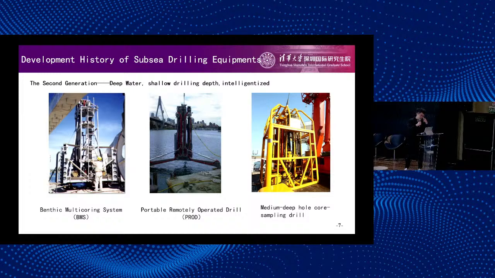In comparison, although the updated drill from Changsha Mining Institute has a drilling depth of only 20 meters, its operating depth can reach 4,000 meters, and the core diameter is 55 millimeters, which is larger than the core diameter of the aforementioned drilling machines.